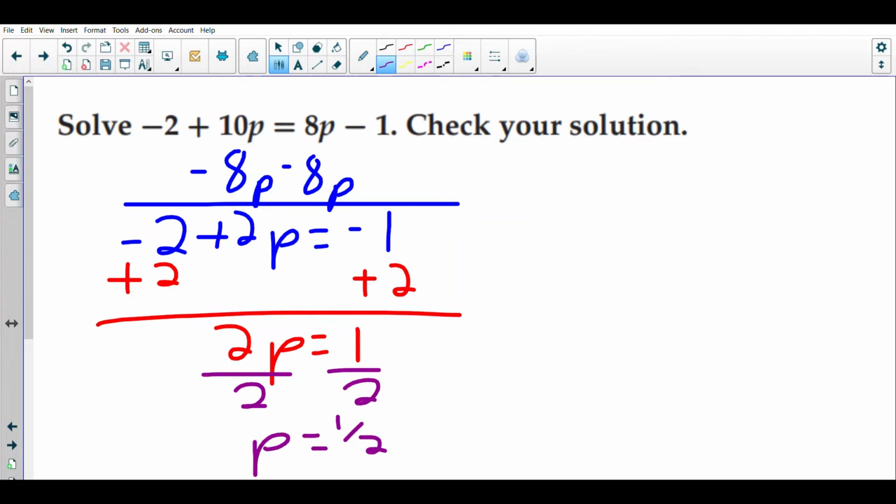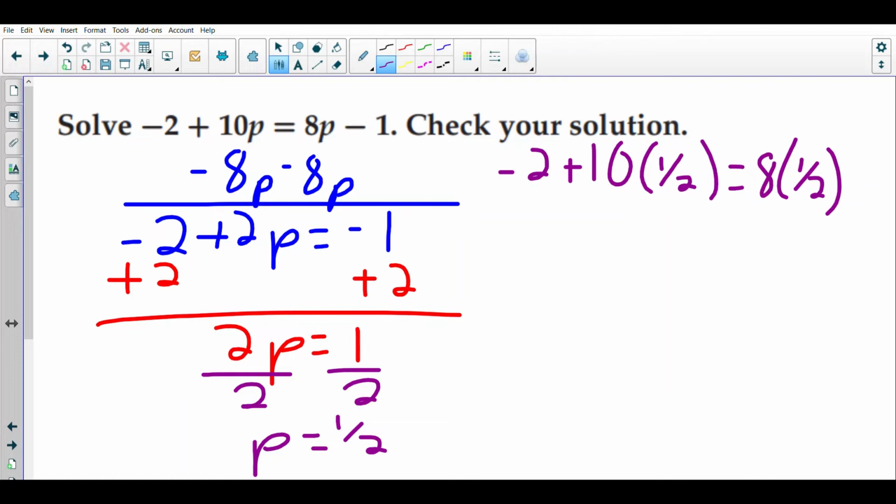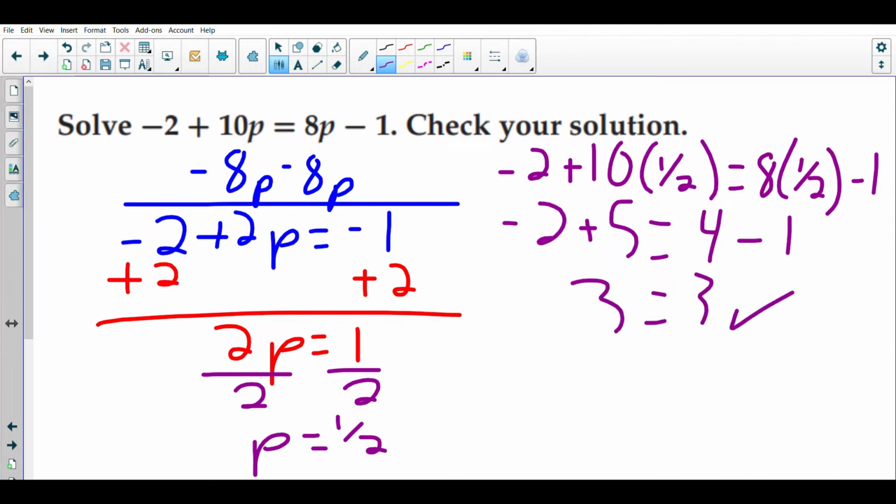So there you go. And we'll do a quick check. -2 plus 10 times 1/2 is equal to 8 times 1/2 minus 1. So here we get -2 plus 5 is equal to 4 minus 1. Here we get 3 equals 3, and there we go.